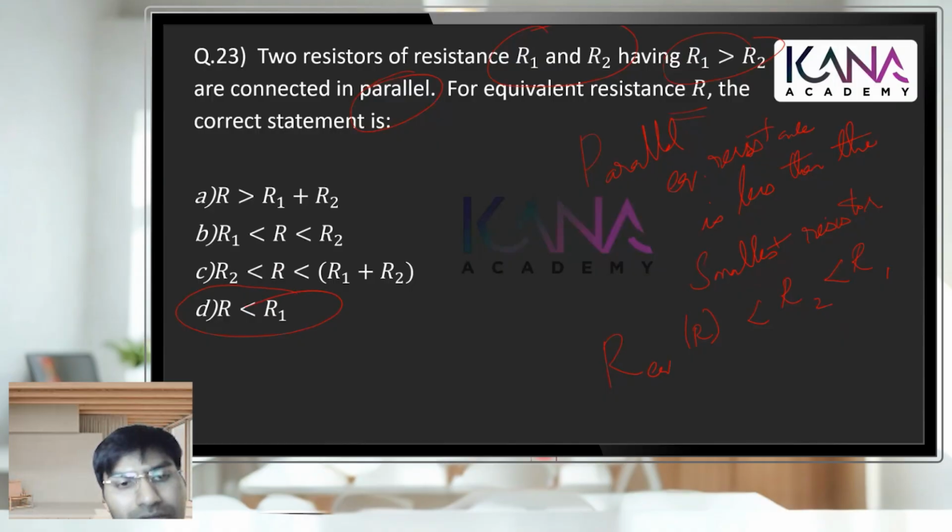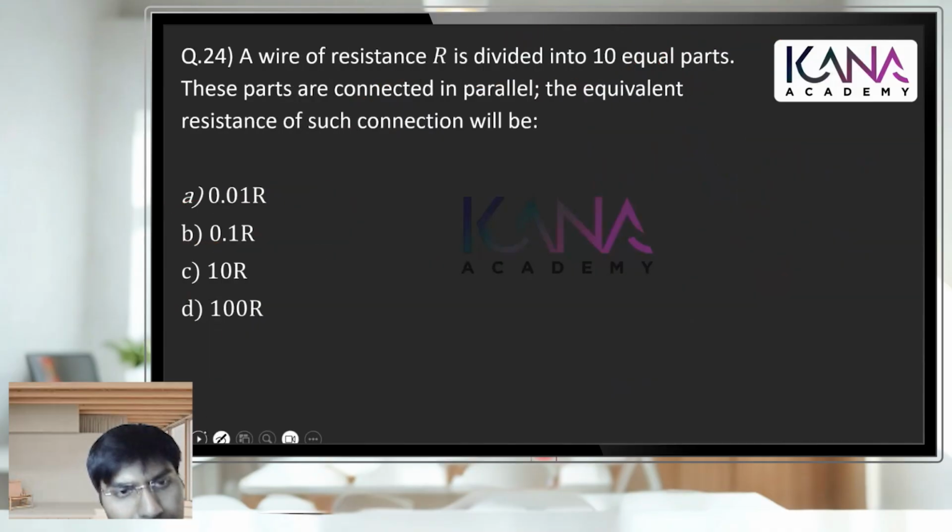It cannot be greater than R2, and of course it cannot be greater than R1, because that is wrong in the question itself. They have said R1 is greater than R2, so this is not possible at all, and this is also not possible. Even if it's in series, R can be equal to R1 plus R2, it cannot be greater than R1 plus R2. Okay, next question.